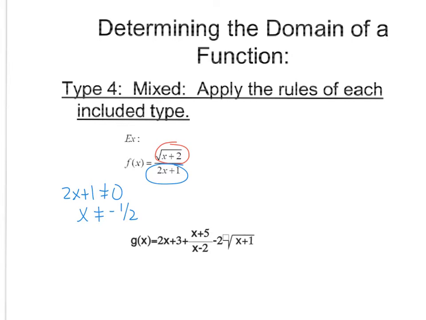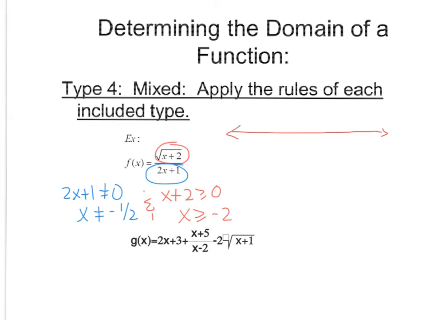The other part, remember square roots, this is an even root, so the part underneath is restricted to positive or 0. So x plus 2 is greater than or equal to 0, so x is greater than or equal to negative 2. So both of these have to apply. So we have basically this and this. So if I put this on a number line, it may be helpful.